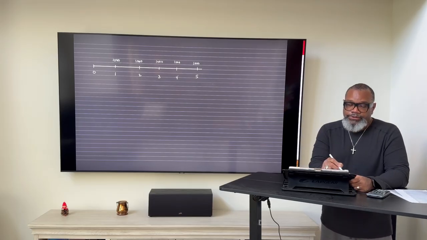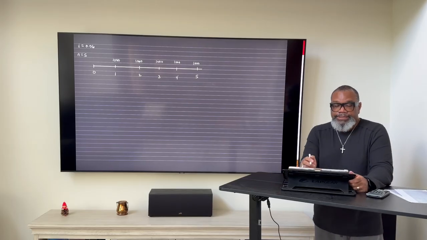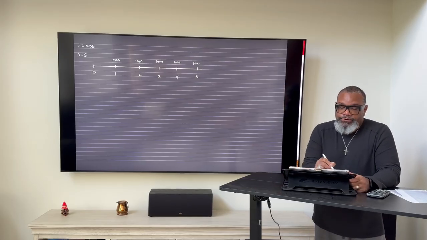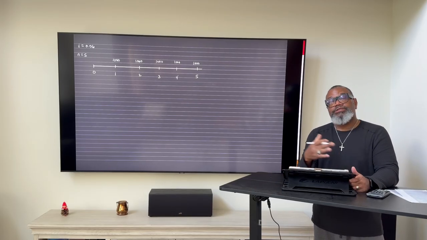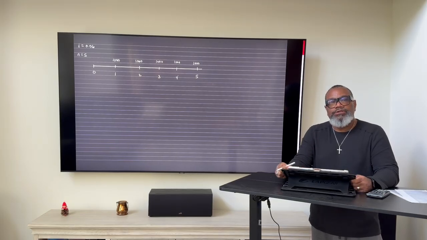And so let me just make a note here. So I equals 0.06, and N equals 5, because we have 5 payments here, right? So this first, so let's go in reverse order. So at the end of the 5th year, he's going to put $1,000 into the account.